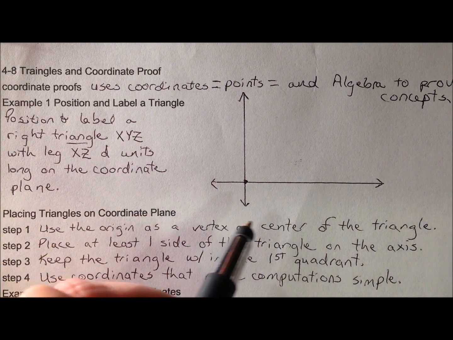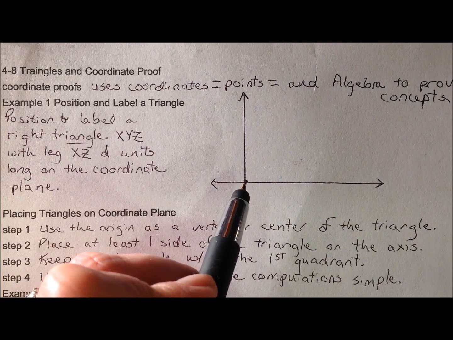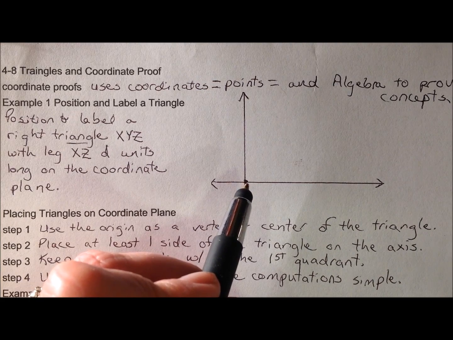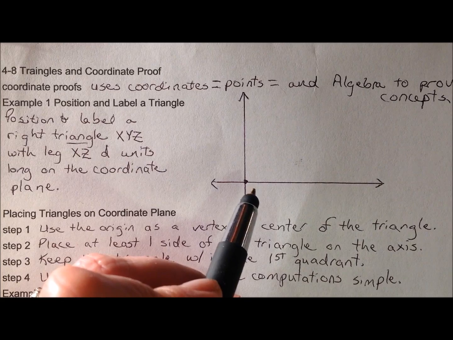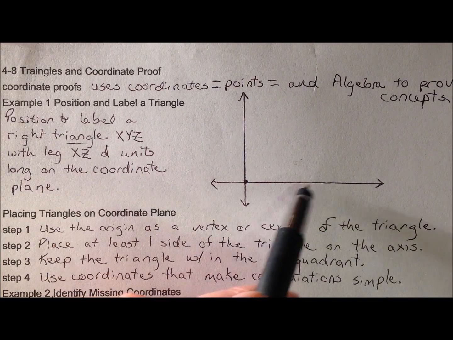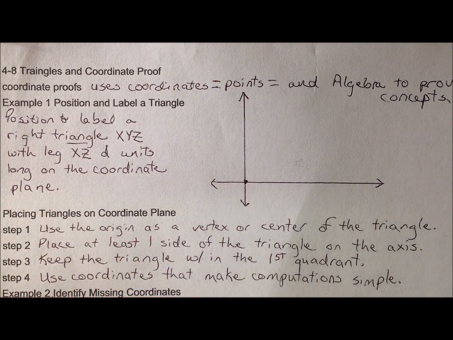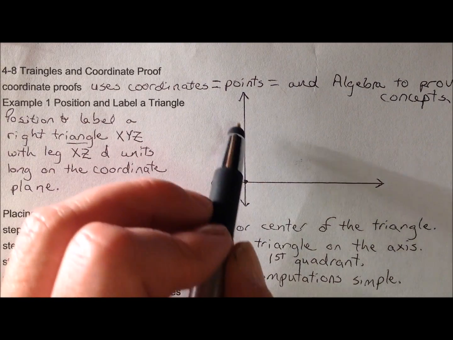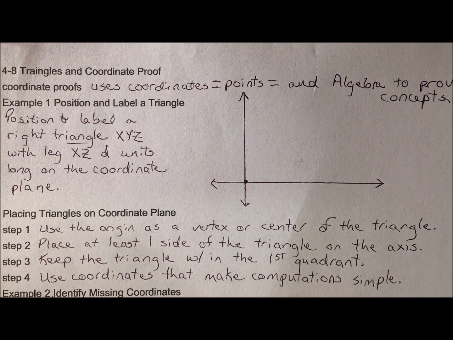So we want one of the corners of our triangle, the vertices, to be on that spot because we know its x and y coordinates are both 0. Then step 2 is to place at least one side of the triangle on an axis, either the x or the y axis. It would be nice if you could get your triangle sides along that, and sometimes you can get both sides, one here and one here, in the case of a right triangle.